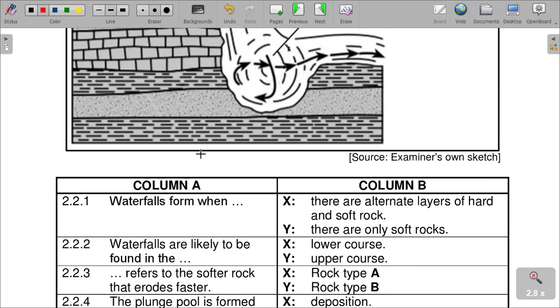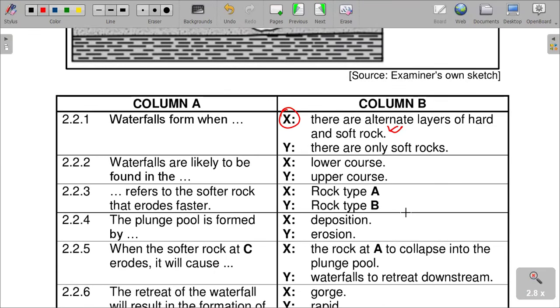Question 2.2.1 is saying a waterfall forms when there are alternating layers of hard rock and soft rock. When there are only soft rocks, waterfalls do not form. Waterfalls form when there is alternating hard and soft rock. So the answer is X. Waterfalls are likely to be found in the upper course of a river channel. That is also correct.